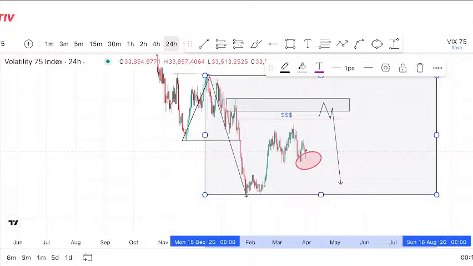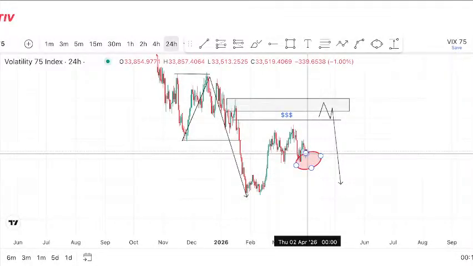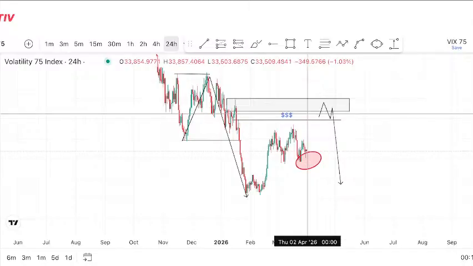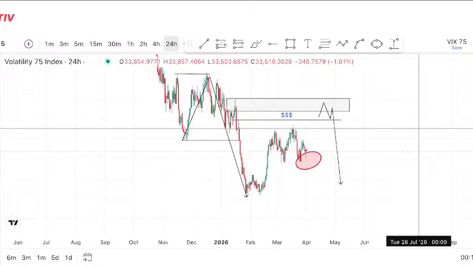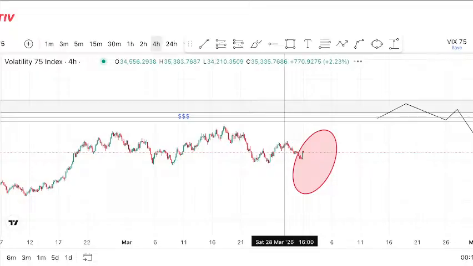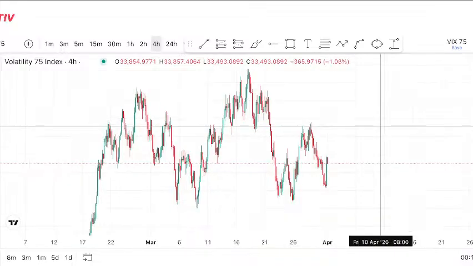So what we want to do now is buy from this zone to our key level, which is around here. This is where we want to be selling from, around this zone. So let's now go to a lower time frame, like 4 hours, so we can see what is happening there clearly. Our bias currently on volatility 75 is for us to buy to our higher time frame structure.